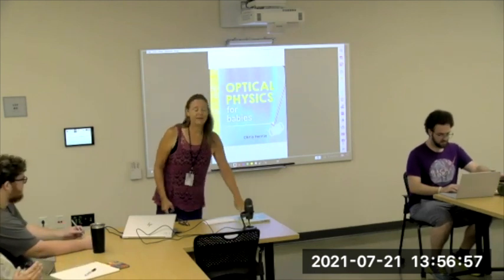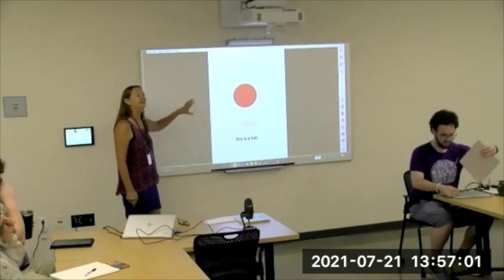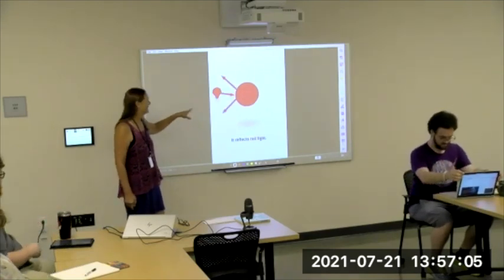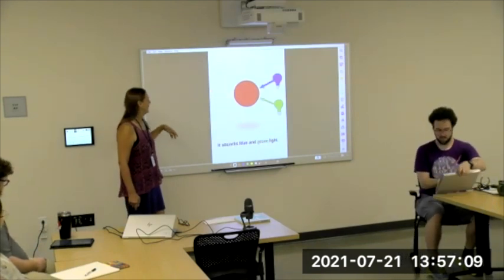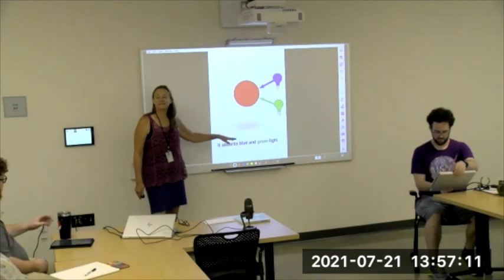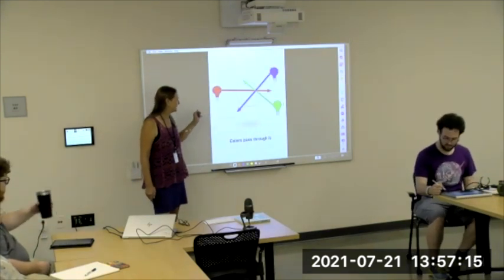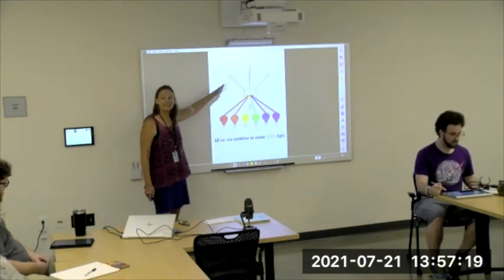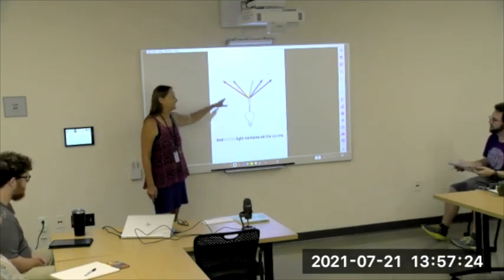I'll leave it out, but I just think it will be really helpful to start our lecture today with this. This is a ball. This ball is red. It reflects red light, right? It absorbs blue and green light. And you learned that yesterday. That's why it's red. This is a clear ball. Colors pass through it. All colors combine to make white light. You did that the first day. The white light contains all the colors.